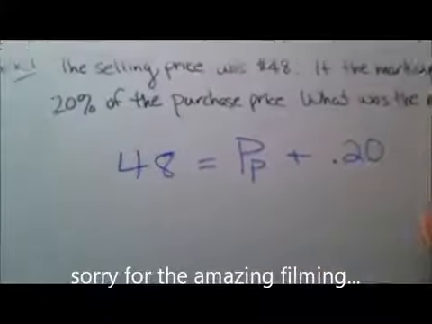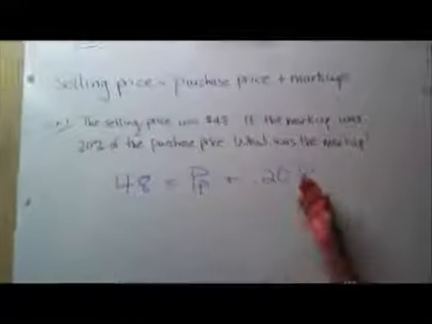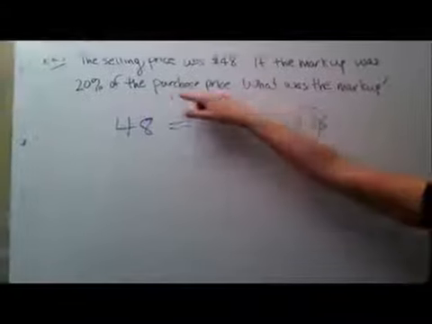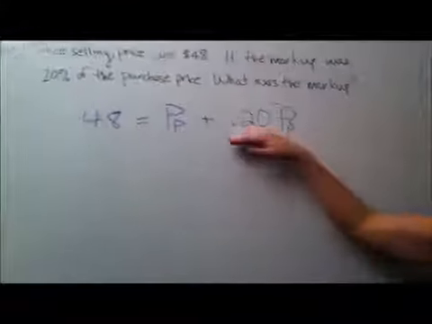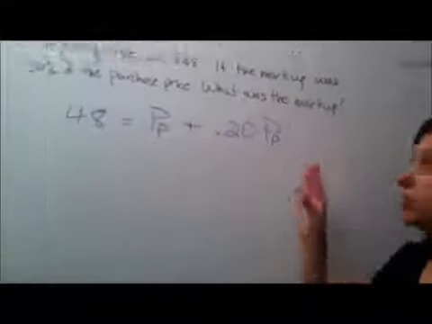Of the purchase price. Purchase price is what we don't know. So we don't know 20% of the purchase price. So the markup is 20% of the purchase price. We don't know the purchase price, so we figure out the markup. It's 20% of the purchase price. Now we have one variable and one equation. We just have to solve it.